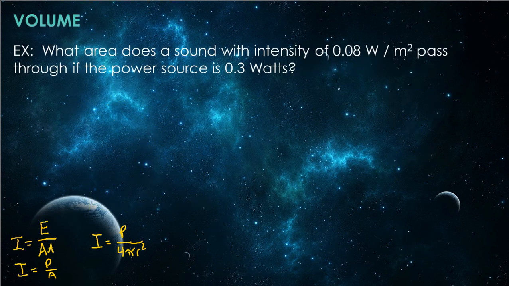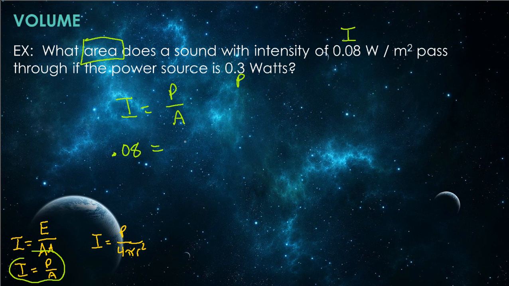Let's take a look at the next one. We're going to reverse things up a little bit. So now we're looking for the area, so basically the size of our speaker or whatever, that a sound with an intensity, so here's our I, of watts per meter squared, passes through if the power source, so here's our P, is 0.3 watts. So again, we're going to use this formula down here. I equals P over A, and our intensity is 0.08, our power is 0.3, and A.